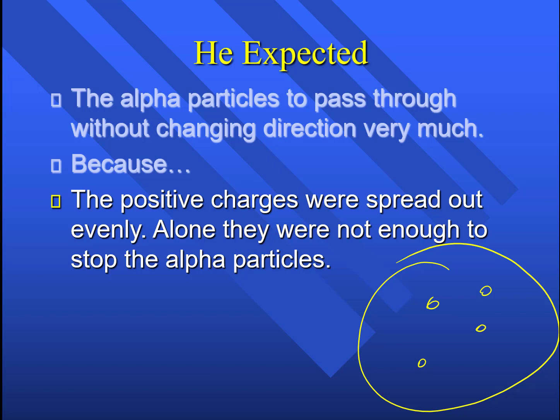He thinks that what stopped it is that there's a whole bunch of them that you're going through. And that's why they stop eventually. It's because you hit a few at the beginning, and as you go through the solid material, you run into more and more positive charges, and that pushes your alpha particle till it stops. That's what he thought was happening.